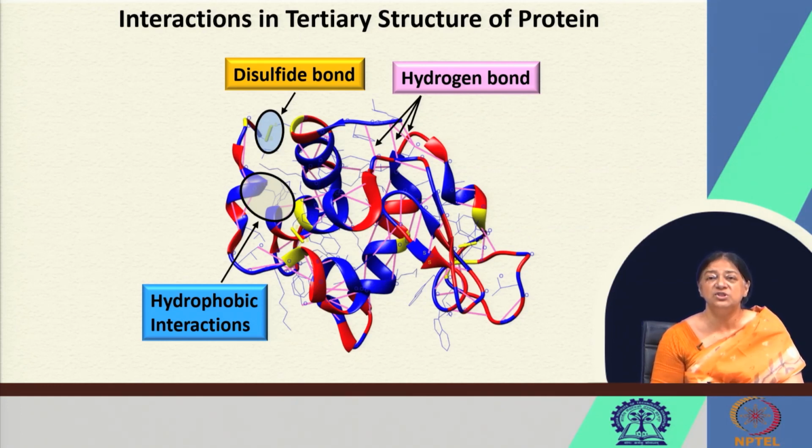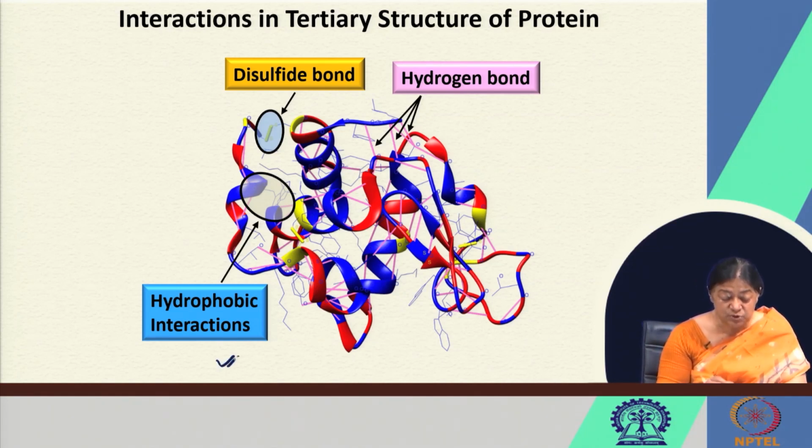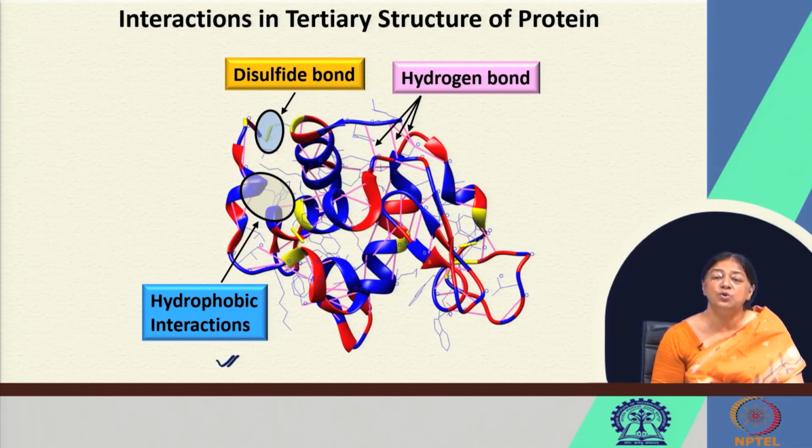So, which are the side chains that can be involved in hydrogen bonding? Which are the side chains that I would mostly see for hydrophobic interactions? For a globular protein, where would I expect these hydrophobic interactions? So, these are the questions that we are going to answer.